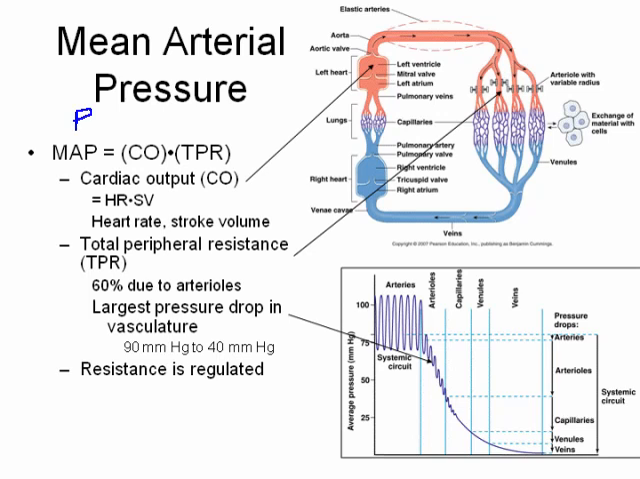So it's pressure, the relationship between pressure, flow, and resistance. So pressure equals flow times resistance. Cardiac output, we've already studied this, equals heart rate times stroke volume. Total peripheral resistance, we've just finished talking about. 60% of it, again, is due to the arterioles.